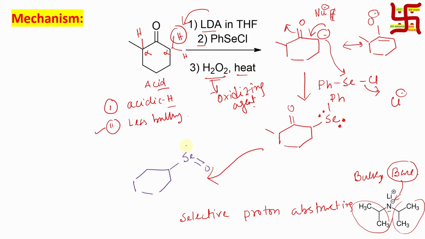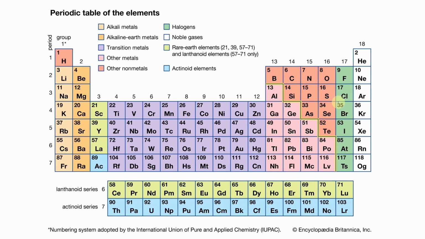Why? Selenium definitely belongs to group 16, but if you look at its position, it belongs to the fourth row. That means its size is significantly higher, and the outermost electrons are significantly away from the nucleus. So what is the consequence? The electron density is weakly attracted by the nucleus, so it can be taken away easily.